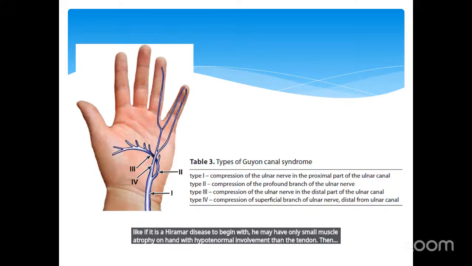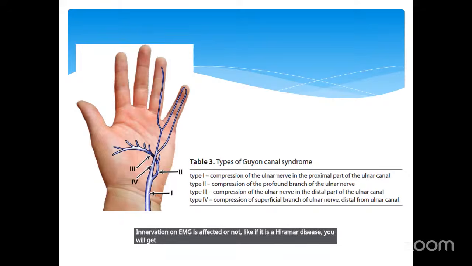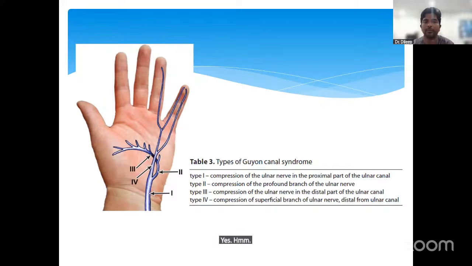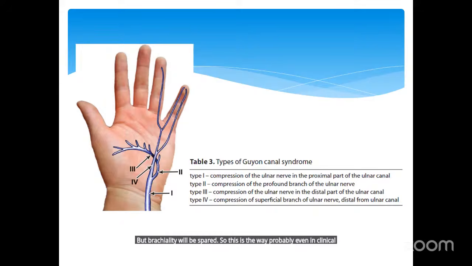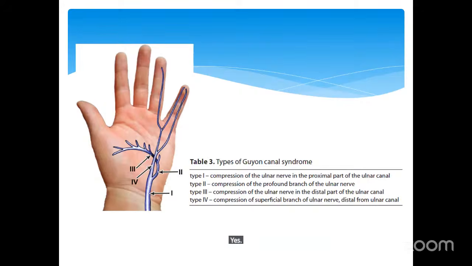Then you have to see whether other myotomal innervation on EMG is affected or not. If it is ulnar neuropathy, your EMG will be restricted to the deep ulnar branch, ADM and FDI. But in Hirayama disease, you will get neurogenic changes in APB and extensor digitorum communis, but brachioradialis will be spared. So this is the way, even with clinical findings and EMG, you can localize, and definitely here your ultrasound helped you reach the etiological diagnosis, the cause of the deep ulnar neuropathy. Thank you very much. You can go ahead with the second case. Yes, ma'am.